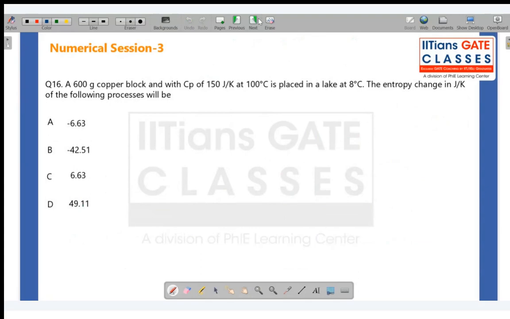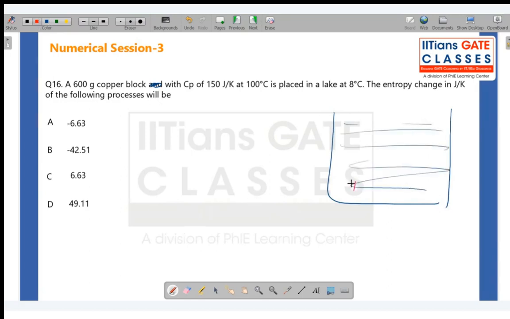So now, what do we have? A 600 gram copper block with Cp of 150 joule per Kelvin at 100 degrees Celsius. We have a lake, and the temperature of the lake is equal to 8 degrees Celsius. We put this copper block in, mass is 600 gram, and Cp is given. The temperature of the copper block is 100 degrees Celsius. I need to tell the entropy change of the process.